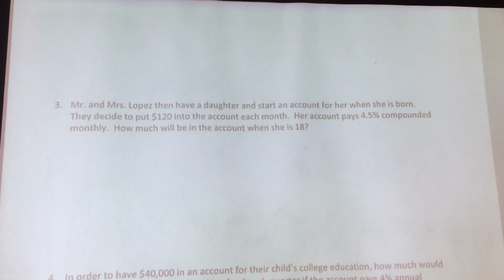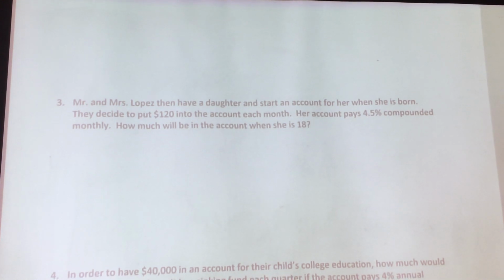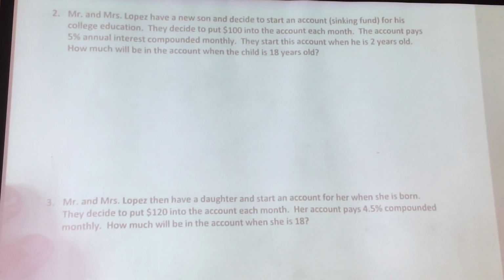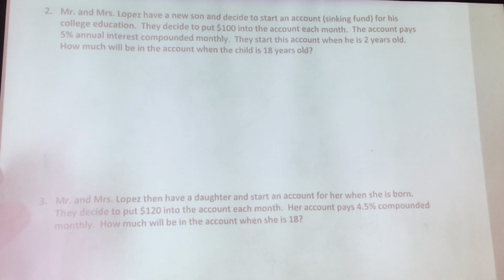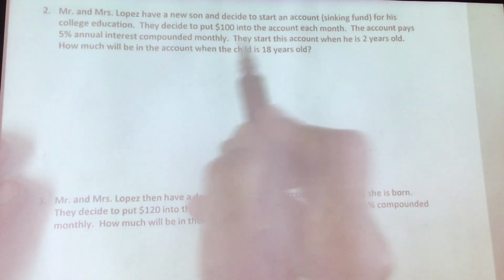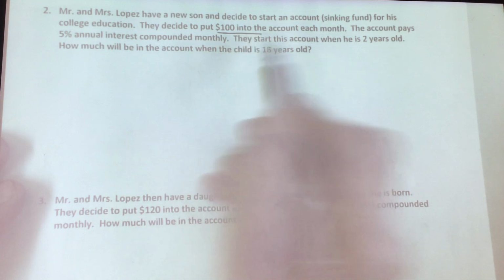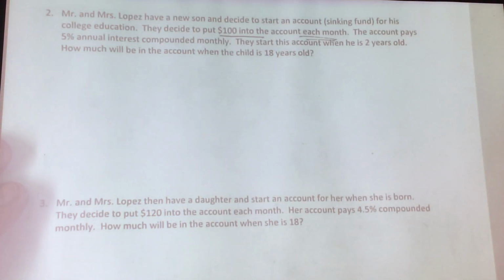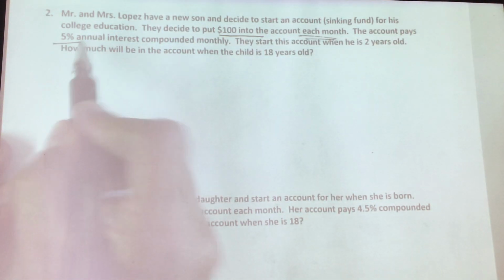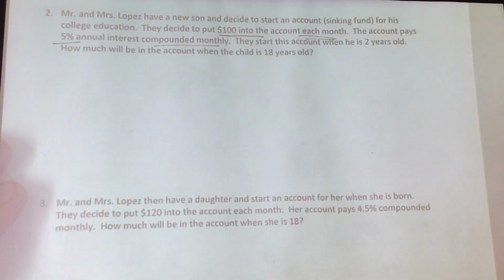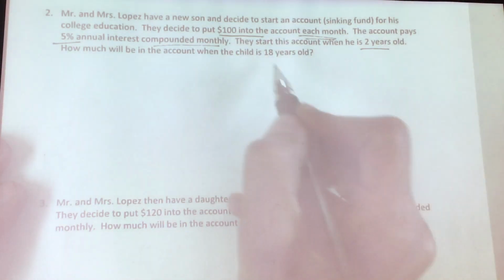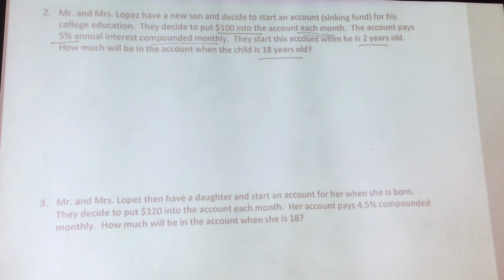Moving on to number 2. Mr. and Mrs. Lopez have a new son and decide to start an account, a sinking fund for his college education. They decide to put $100 into the account each month. The account pays 5% annual interest, compounded monthly. They start this account when he is 2. How much will be in the account when the child is 18 years old?